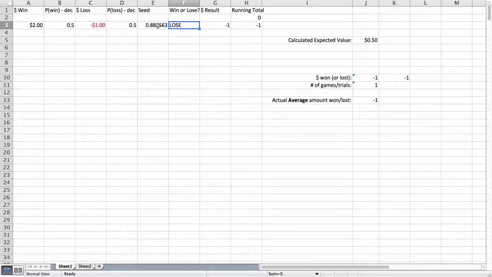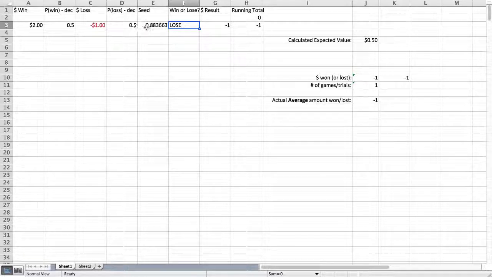We have a 50-50 chance of winning. If you win, you win $2. If you lose, you lose the dollar you paid to play. Remember, the $2 is the $3 you win minus the dollar you paid to play. This is how much you profit. The percent chance of winning flipping a coin is 50%. So we have a 50% chance in decimal of winning and a 50% chance of losing.